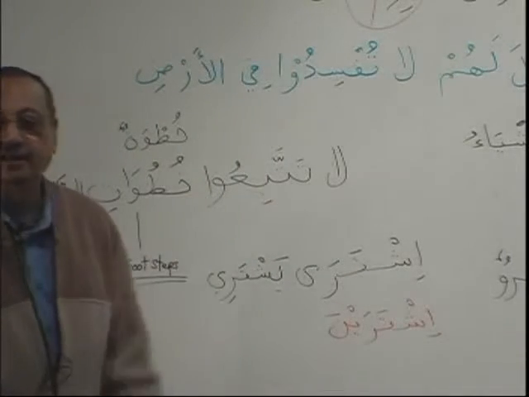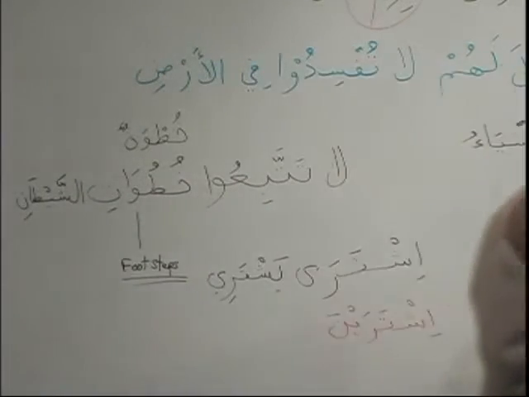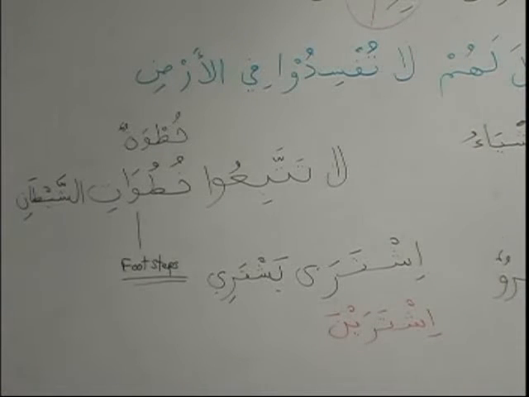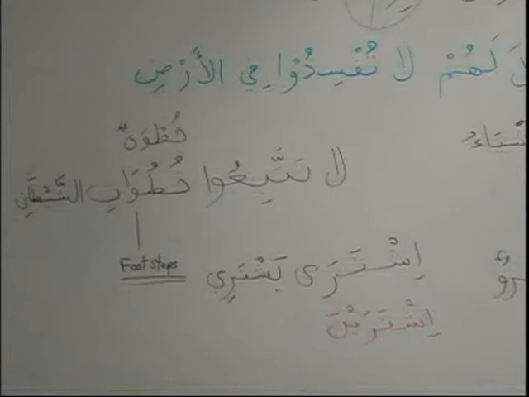Now, Yashtari, brothers and sisters, is your mudariya. At least one thing is very easy. What is that? Five in your pocket. That's very easy. Okay, so brother, yashtari, he purchases. Tashtari, she purchases. And tashtari, you are purchasing. Ashtari, I am purchasing. Nashtari, we are purchasing. So, brothers and sisters, yashtari, tashtari, tashtari, ashtari, nashtari. Got the idea, brothers and sisters?